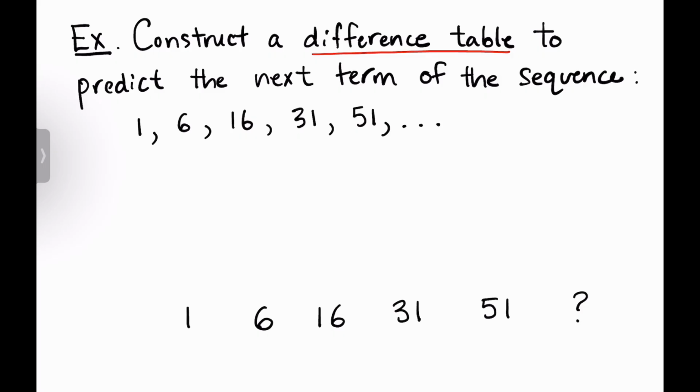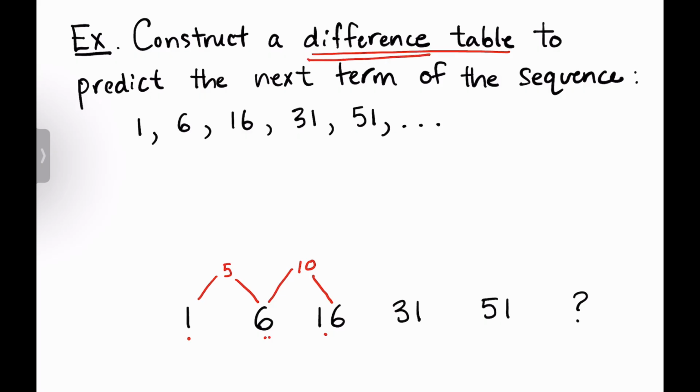Okay, so once again I start by looking at 1 and 6, and the difference between 1 and 6. 6 minus 1 is just 5, so I'm going to write that down. Now I look at the next two numbers, 6 and 16. The difference between 16 and 6 is actually 10. Okay, so it's not equal to 5, but that's okay. I'm going to keep going because I'm constructing the difference table.